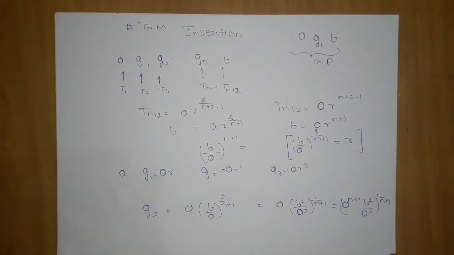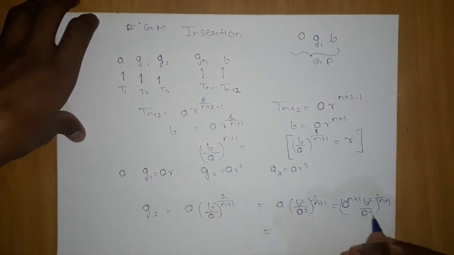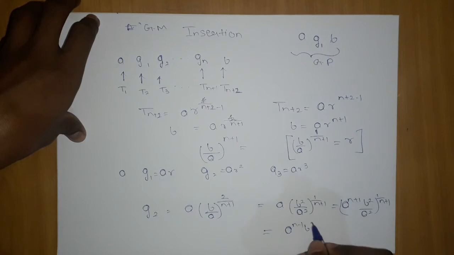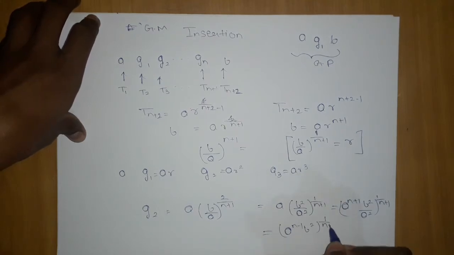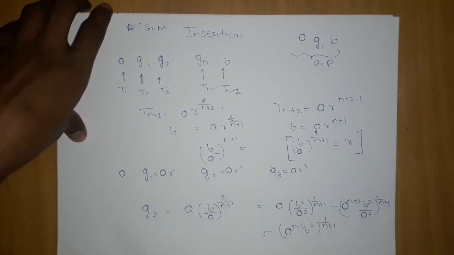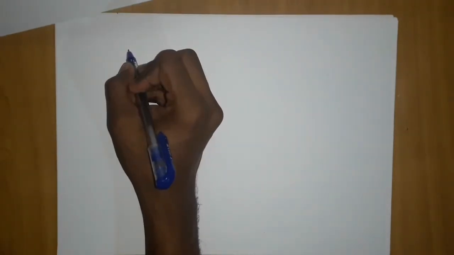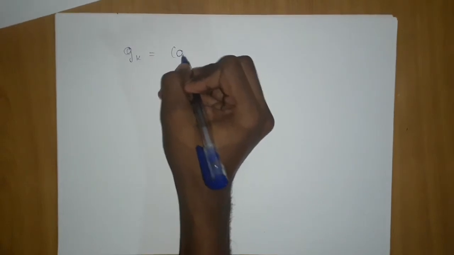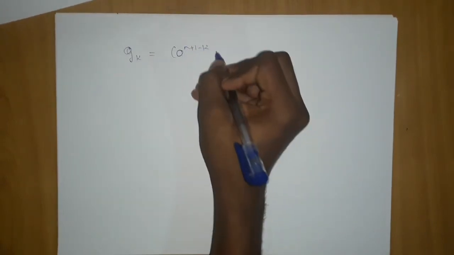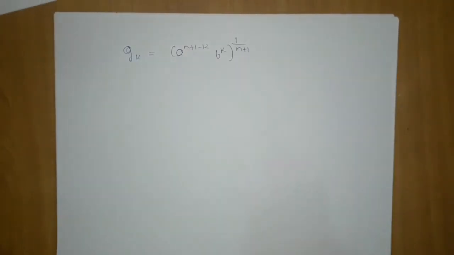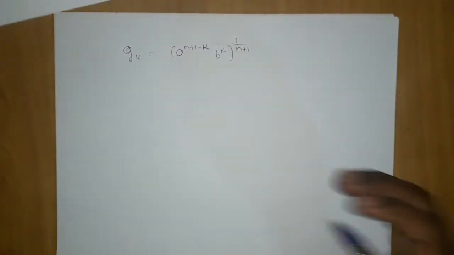Here you can see what we are getting. This will go up and we will get a to the power n minus 1 into b to the power 2, all to the power 1 upon n plus 1. So from this we can derive how to find any term gm. Instead of this method, we can directly find any gm using the direct method: if gk is any gm, it is nothing but a to the power n plus 1 minus k, b to the power k, all to the power 1 by n plus 1. You can directly find any gm in between.